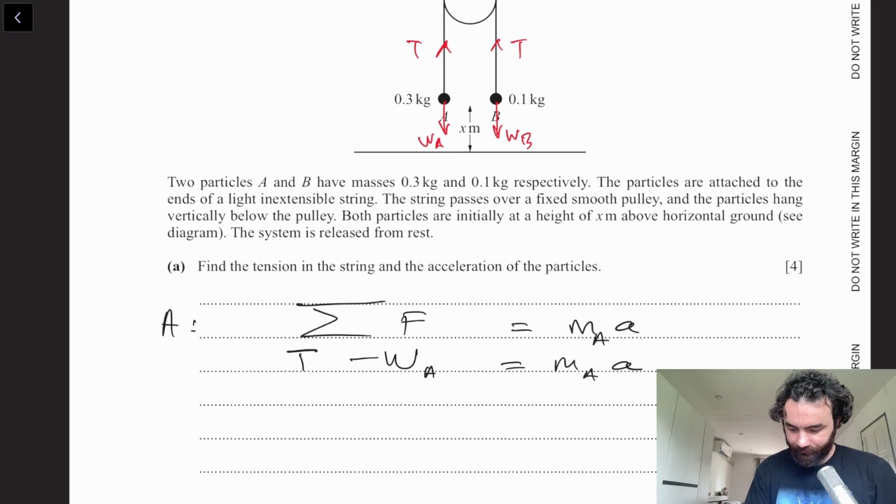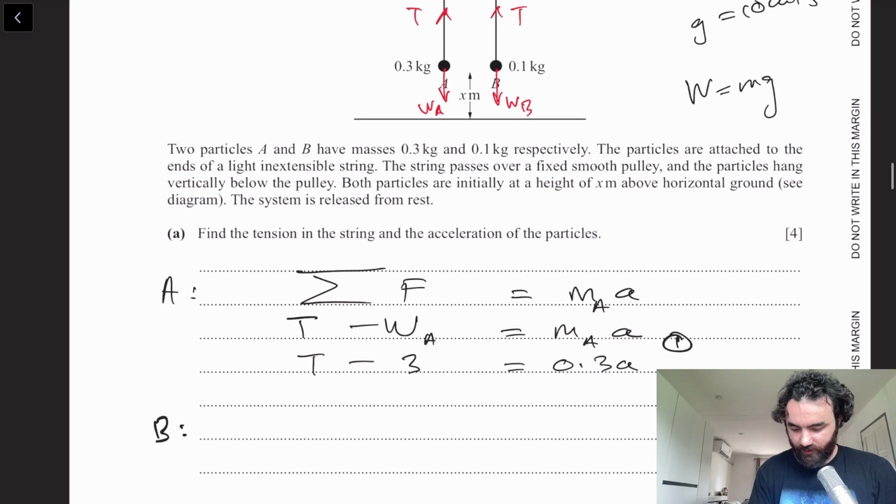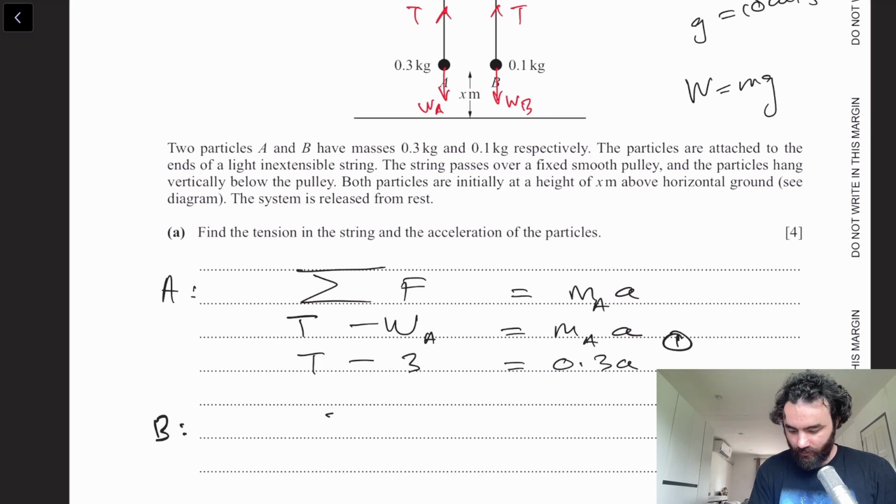Okay, so the weight is just mass times gravity. The mass is 0.3 times gravity, which is 10 meters per second squared, so this is going to be 3. So T minus 3 equals 0.3A. That's one equation. And for B, we do the same thing. The sum of the forces about B equals the mass of B times the acceleration of B.